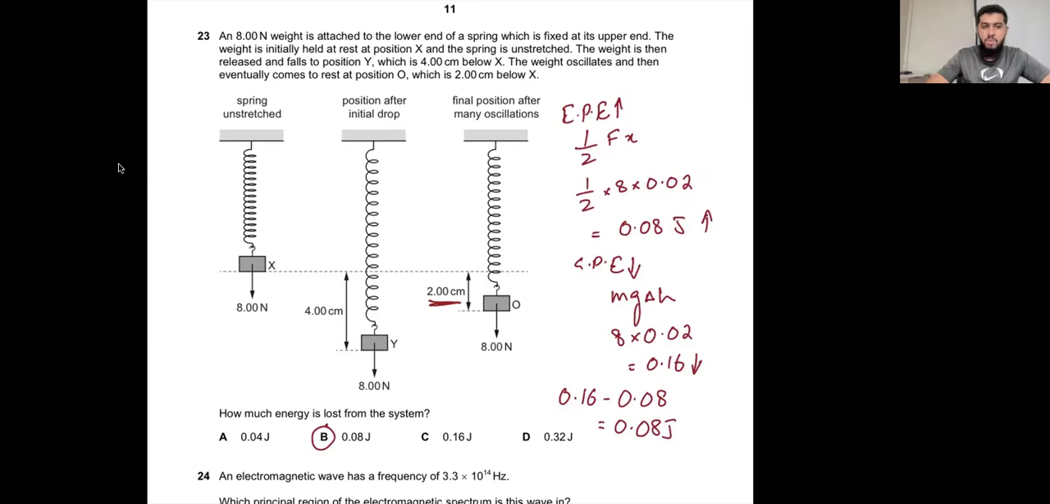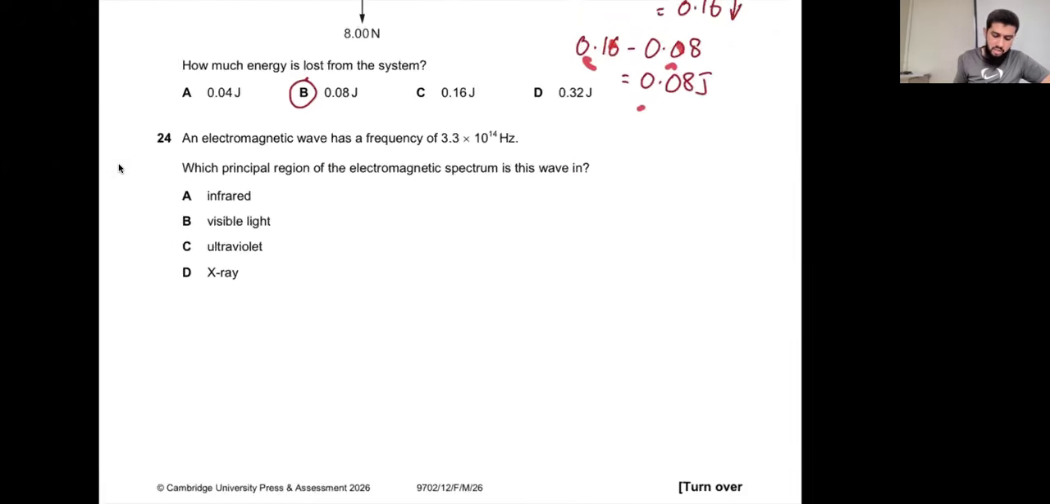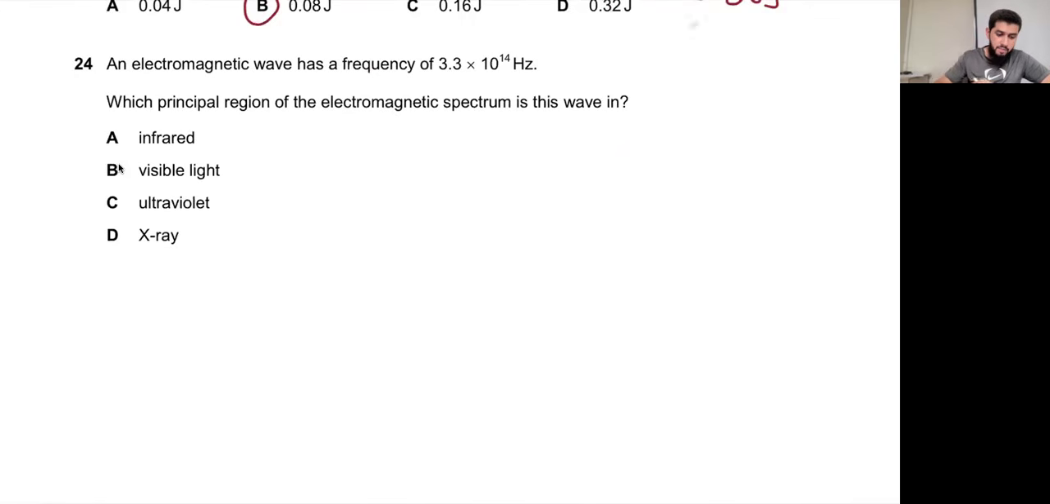Achha, so you want me to go over this again? You need to understand that from this position to this position, the elastic potential energy increases because the spring stretches. How much does it increase by? Half Fx gives us that. Number 1. Then gravitational potential energy decreases. How much does it decrease by? Mg delta H gives you that value. The difference between the two gives you the change, the loss of energy.